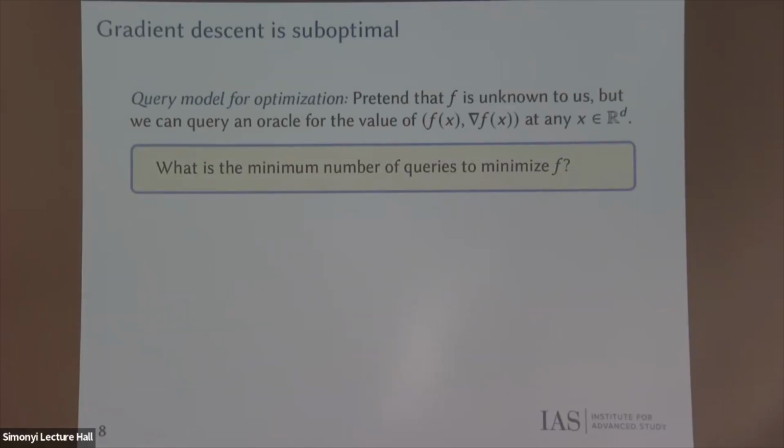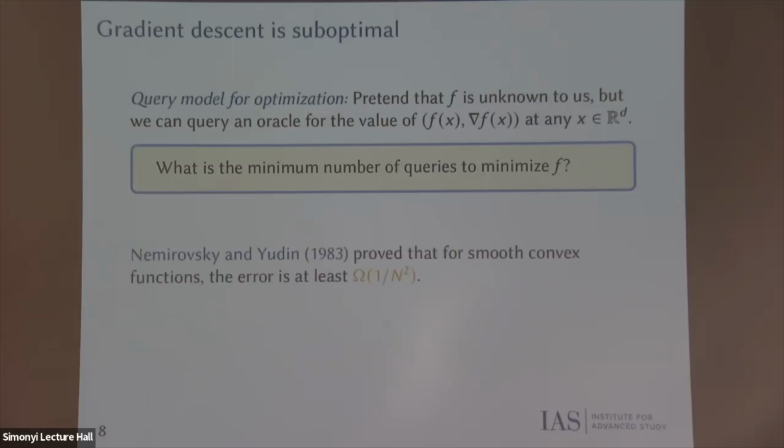This oracle model says, okay, suppose that actually f is completely unknown to us. We can only access it by asking an oracle in the following way. We give the oracle some point x, and this oracle spits back the value of the function and its derivatives at x. So now the problem of optimization is kind of a game. I keep querying this oracle and I want to know the minimum number of times I need to do so. And because we've translated to an information theoretic problem, now you can actually prove some lower bounds for this.